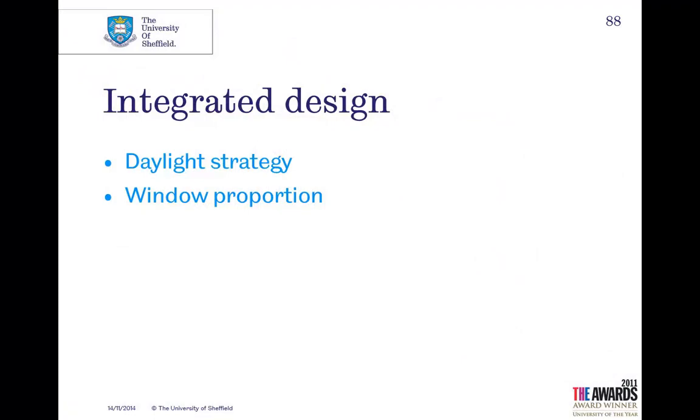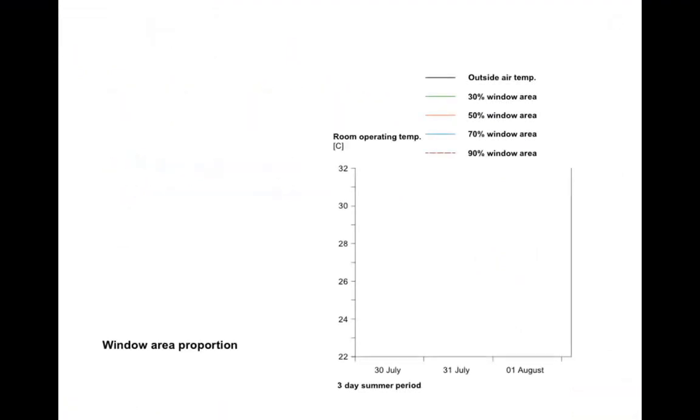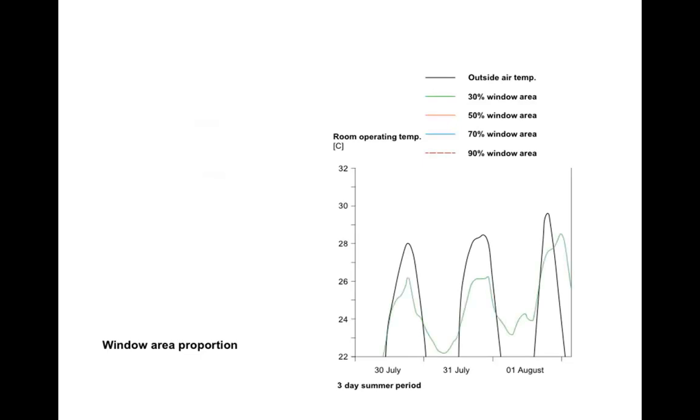So, window proportion. Again, we've got our 3-day period, and we're going to look at a few different window areas to see how that affects the overheating. There's our baseline, that's the outside air temperature. And the green is if we have 30% glazing. Okay, so with 30% glazing, we are able to keep the inside temperature relatively cool.